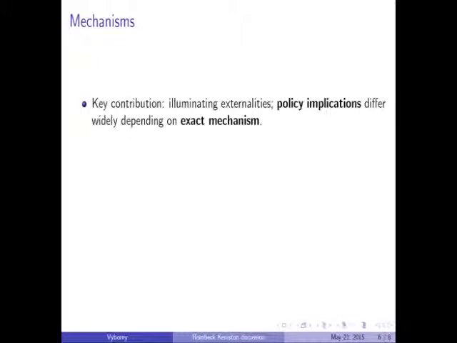So a couple of thoughts about mechanisms. Clearly, the fire is not the policy implication. What the policy implication is depends a lot on what exactly the mechanism is for the externality that's being estimated here.